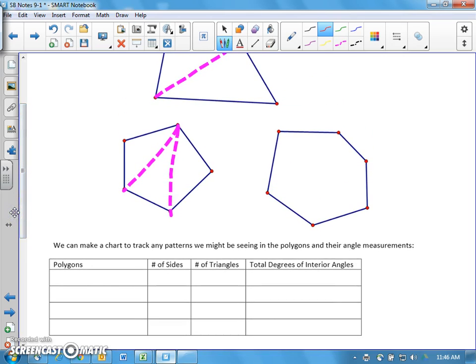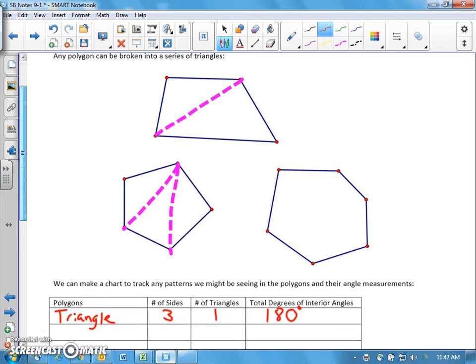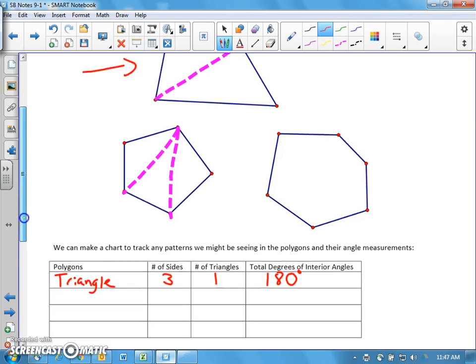Separate that into triangles. So let's look at all the good information that gives us. If we look at the chart below, we can track patterns that we see in the polygons and their angle measurements. All right, so let's talk first about a triangle. We didn't draw one above, but we know what a triangle looks like. It has three sides, and because it is a triangle, it has one triangle. We know the total degrees of the interior angles in any triangle is 180 degrees. So let's look at the quadrilateral up here. We separated that and it created two triangles.